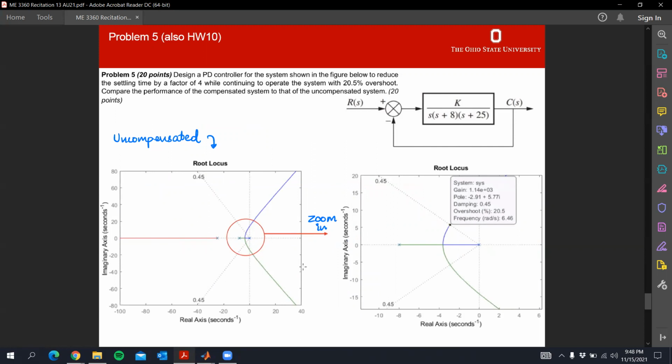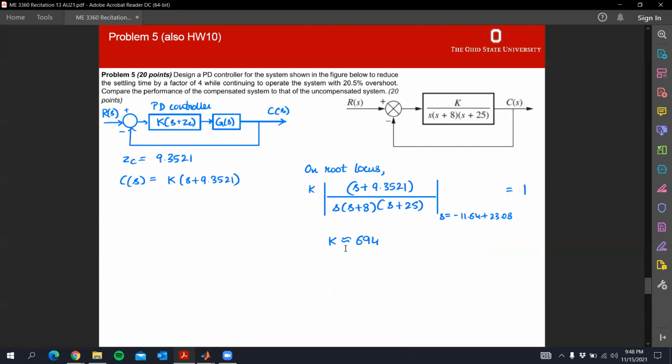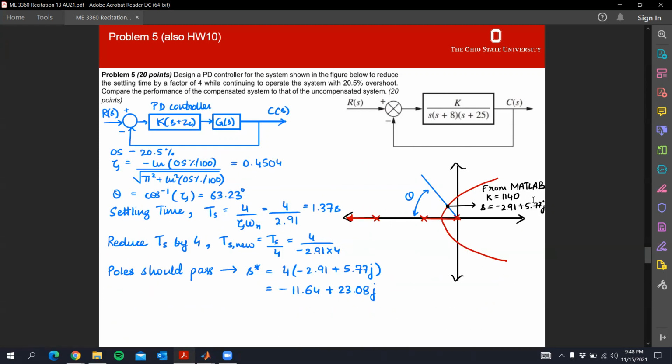So for an uncompensated system, we haven't added it yet, the intersection you can clearly see is at this pole over here, right? So let's go back. Using that, as we had discussed for problem number 3, the real part of our pole is nothing but the product of the damping ratio times the natural frequency, right? So 2.91. Using this real axis component, we can directly calculate our settling time, Ts. And for our current problem, it turns out to be 1.37 seconds.